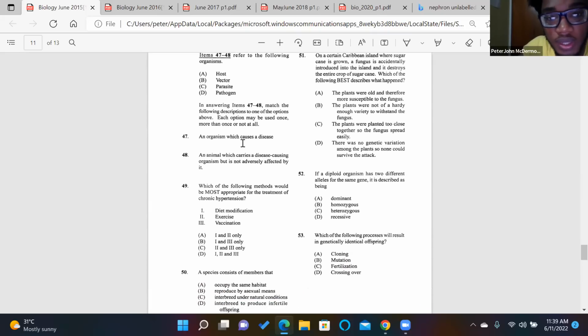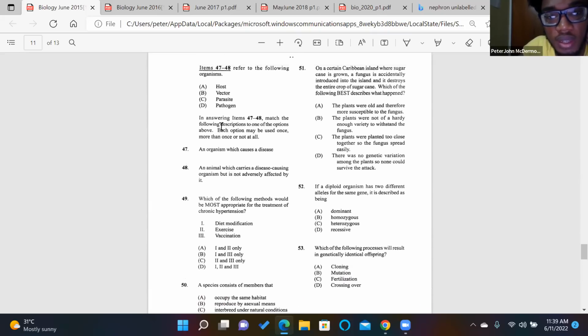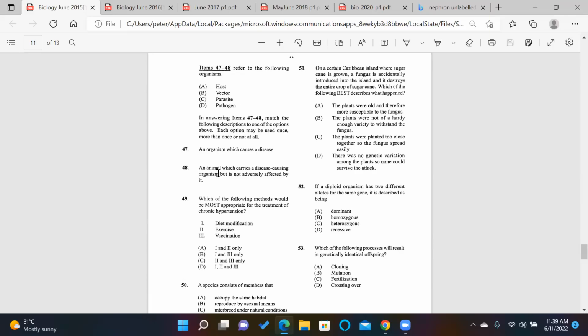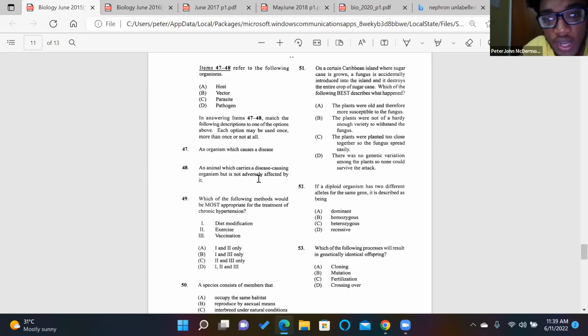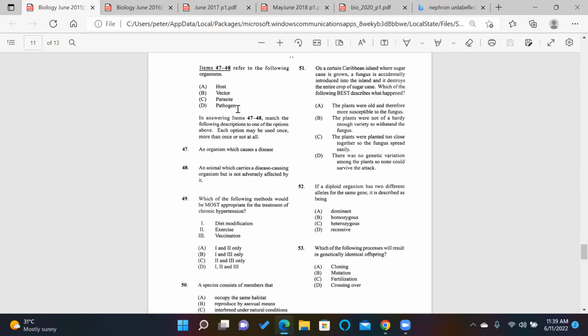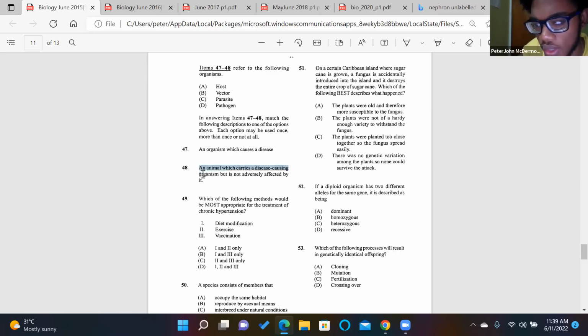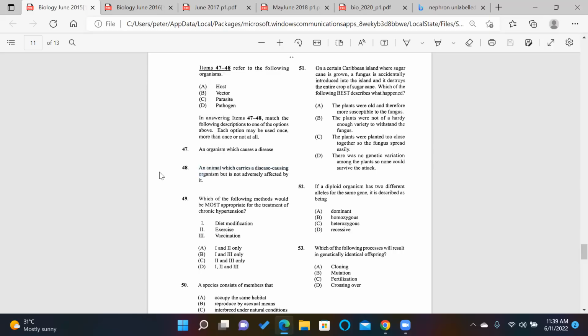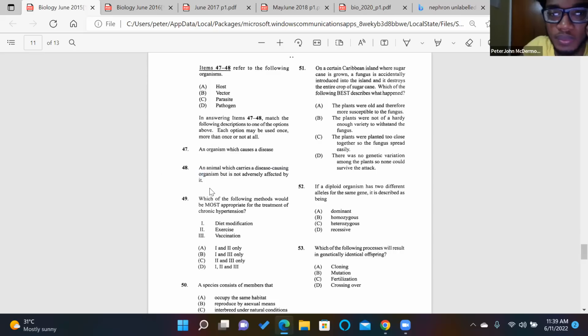We should follow on, so 47, 48. An organism which causes a disease. Which one causes a disease? D. Pathogen. Animal which carries a disease-causing organism but is not adversely affected. B. Repeat. For 48. B. What is a parasite?